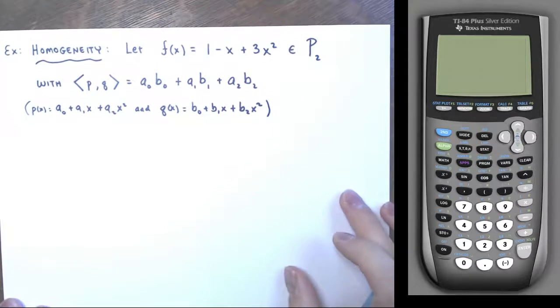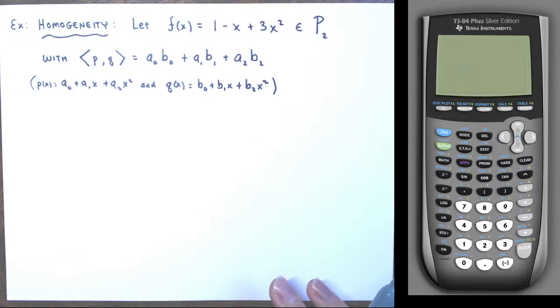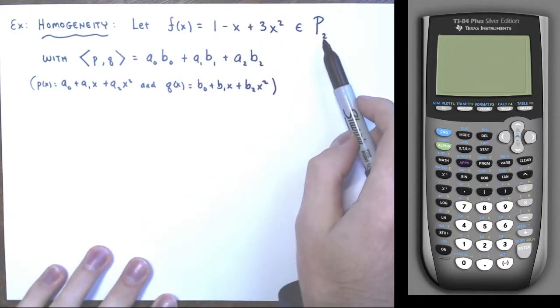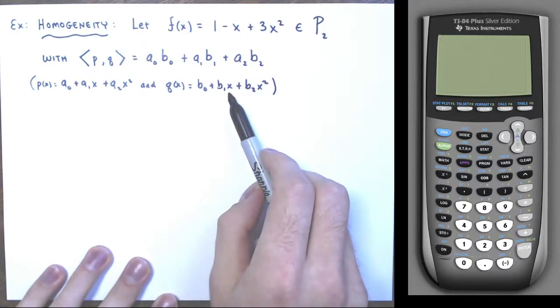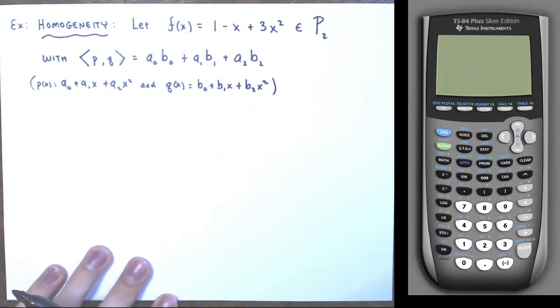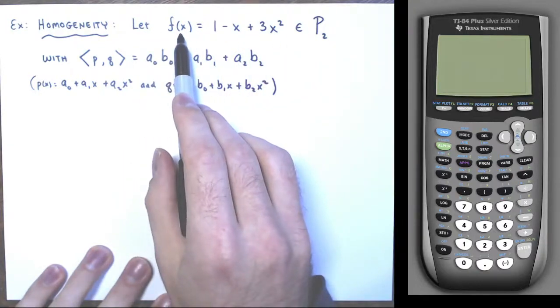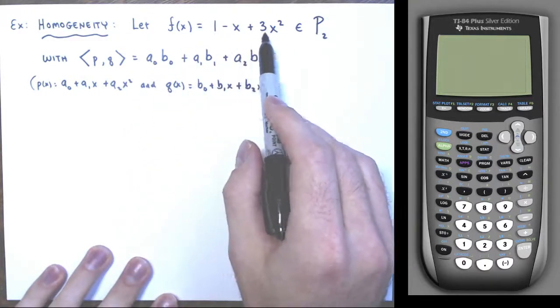All right. Homogeneity. This time I'm working in a vector space, an inner product space that's not R2 or R3, not Euclidean. So here, my vector space is P2. Remember, this is the set of all polynomials of degree 2 or less. They all look like this, P of x, Q of x here, where there's a constant plus a linear term plus a quadratic term. So suppose I have a vector f, which equals 1 minus x plus 3x squared. This is a vector, a polynomial from P2.